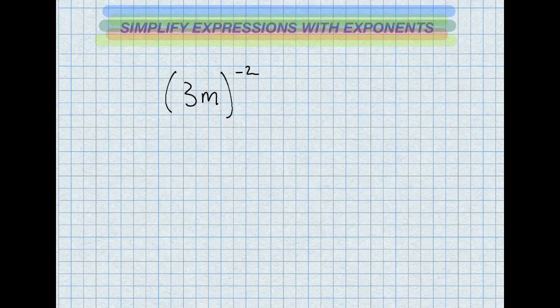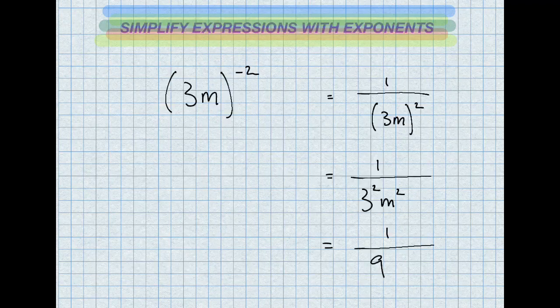Okay, 3m to the negative 2. We could say that that equals 1 over 3m cubed. That equals 1 over 3 cubed m cubed, or 1 over 9m cubed. Okay, pretty simple.